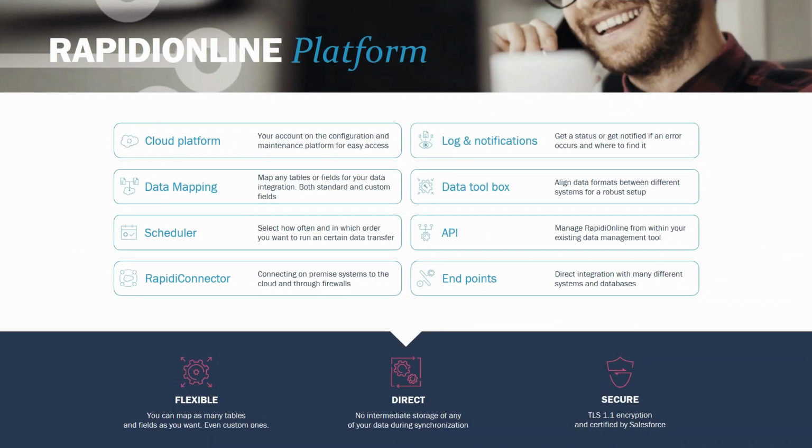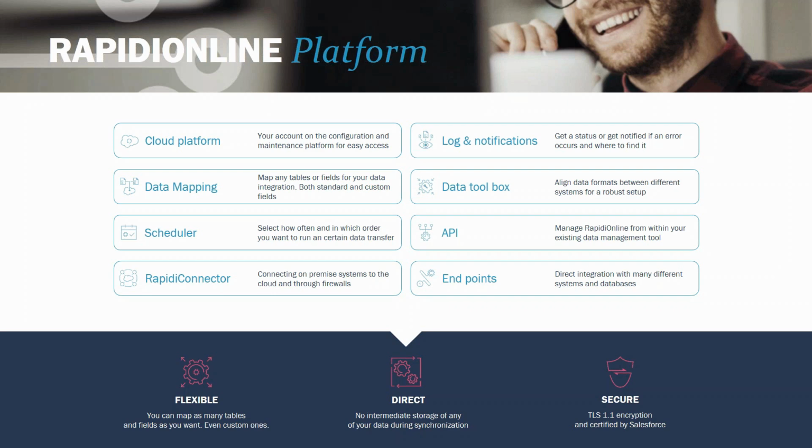If we take a look at the Rapidi Online platform itself, there are 8 components in there. We have the platform itself, which is where you create your account and where you maintain your integration. One of the sections in there is the data mapping, and that is basically where you decide which data you want to synchronize between the different systems.